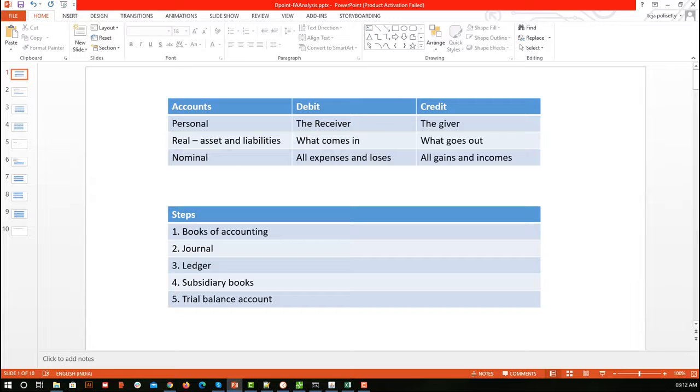Before preparing, what is a ledger? We will cover what a ledger is, the format of a ledger, the concept of a ledger, and then one problem on the ledger. That's what we are going to cover in today's video. Now, what is a ledger?